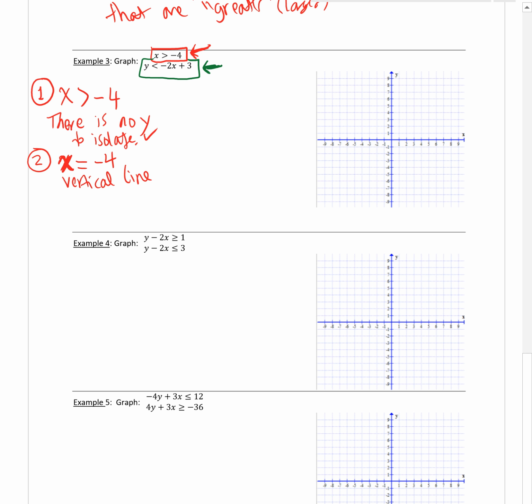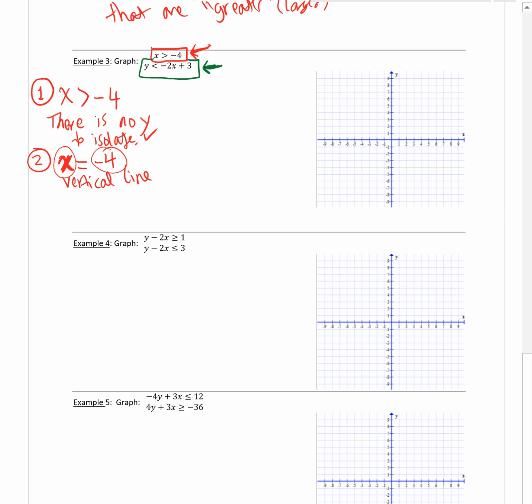If you have an equation with x and no y, then you want to think about the opposite of the x-axis. But if you have y by itself, or y and no x, then you say, what's the opposite of the y-axis? The y-axis is vertical, so I want horizontal. Okay, so I'm going to draw a vertical line on the x-axis through -4.